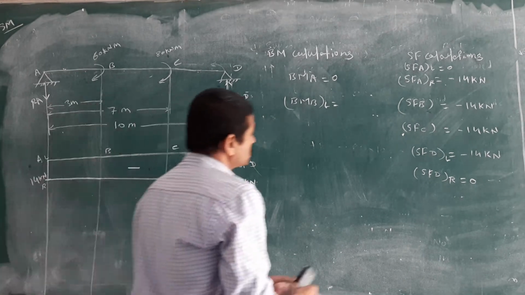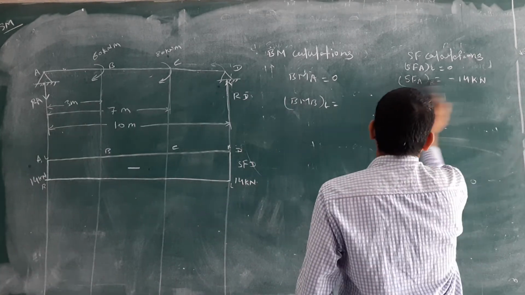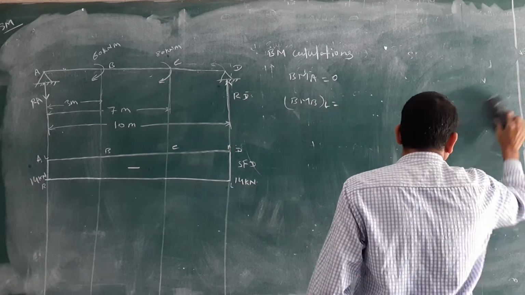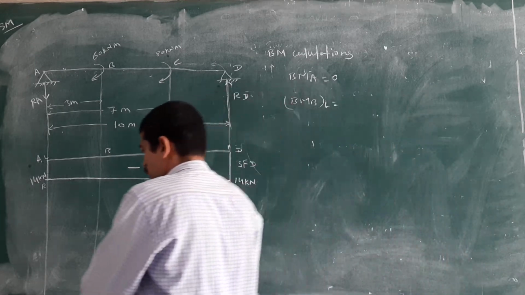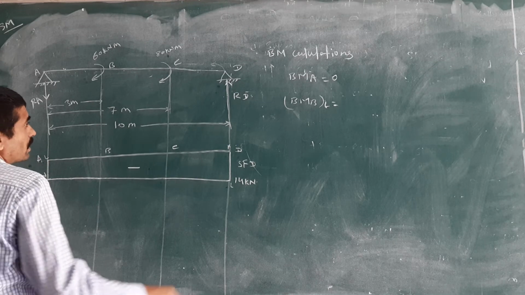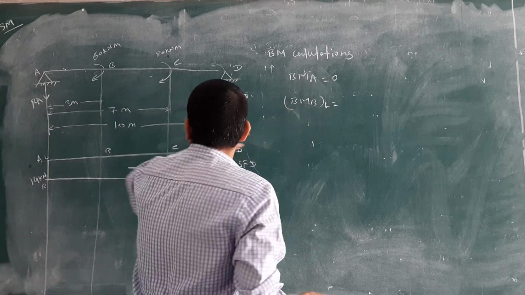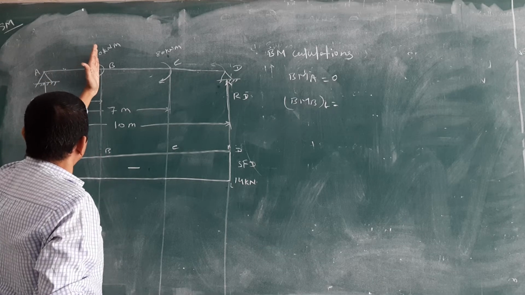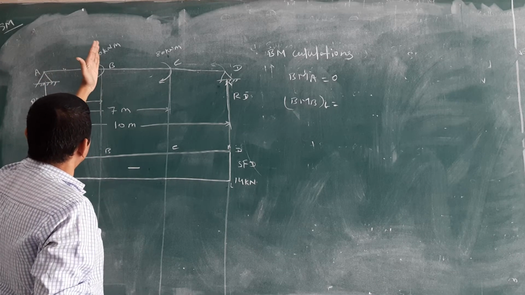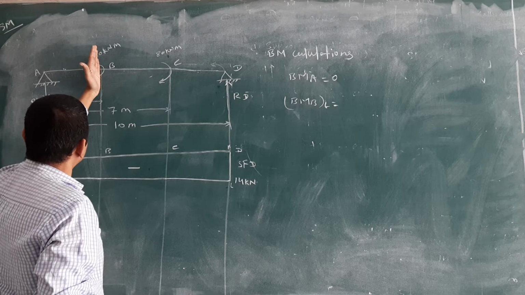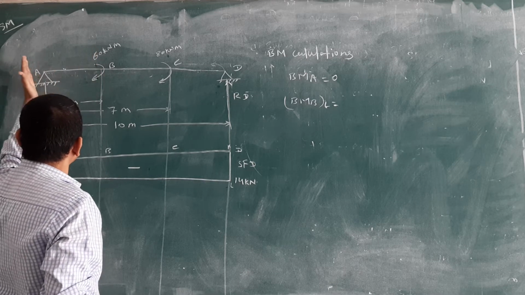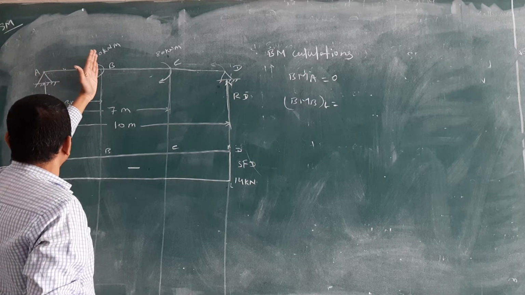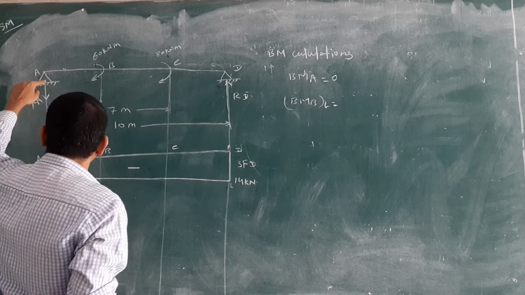I will erase this. So we have drawn the SFD. We have also written the calculation for the SFD. Okay. Bending moment at B, just left side. Left side means here you have to consider from this point. Don't consider the bending moment on the B. Just left side from this only. Okay, this portion.